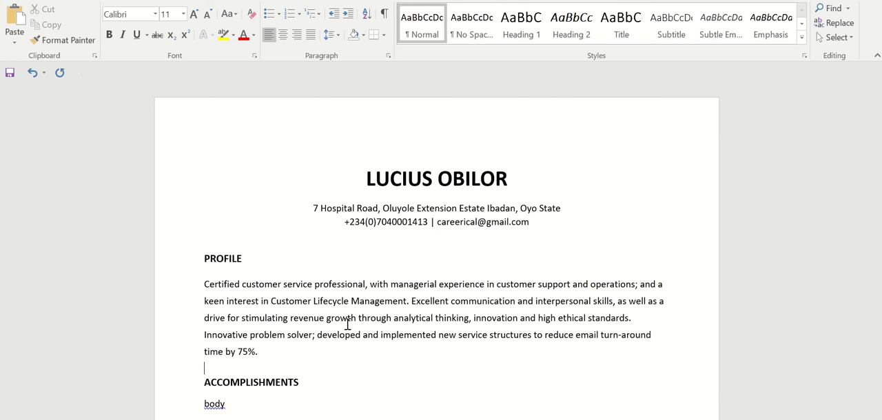And then finally, please make sure that you obey all applicable grammatical rules. Your punctuation and sentence structure should be on point. If you make any mistakes or typographical errors in this part of your profile, then you are losing the attention of the recruiter. So it's very, very important that you pay very close attention to the way your profile statement is crafted.